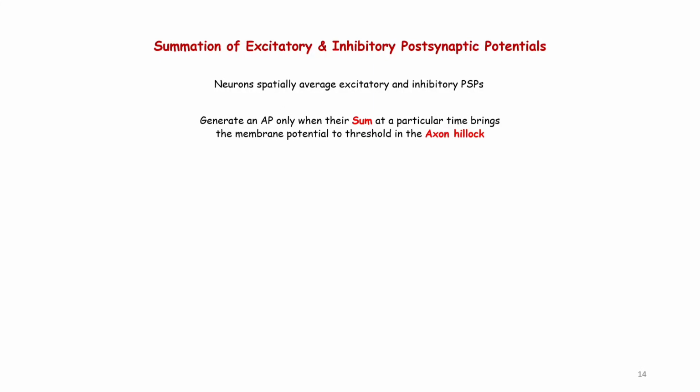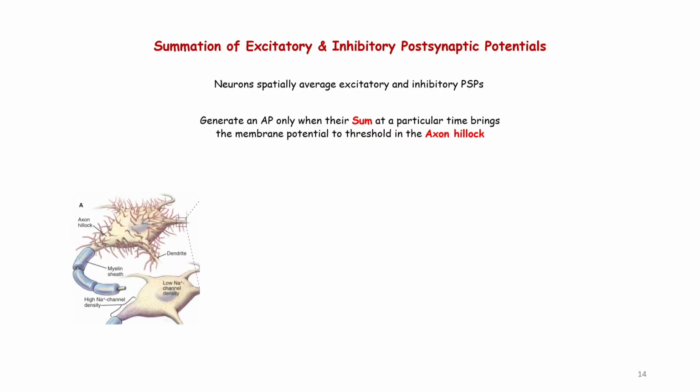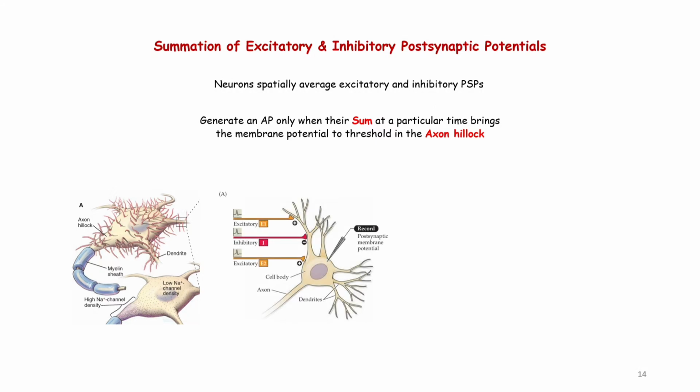Now, what happens in physiological conditions? Summation of excitatory and inhibitory postsynaptic potentials occurs. So neurons spatially average excitatory and inhibitory PSPs and generate an action potential only when their sum at a particular time brings the membrane potential to threshold in the axon hillock. In the axon hillock, there is a high concentration of voltage-gated sodium channels present. Now let me explain how the summation occurs by taking this simple example where only 3 synapses are considered.